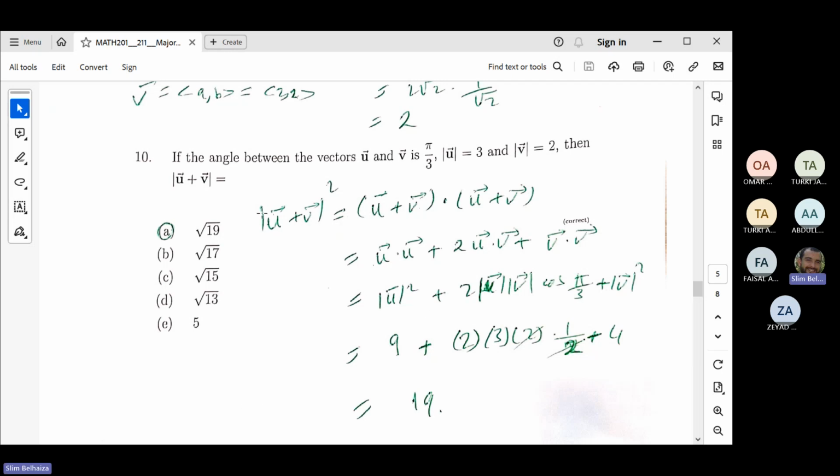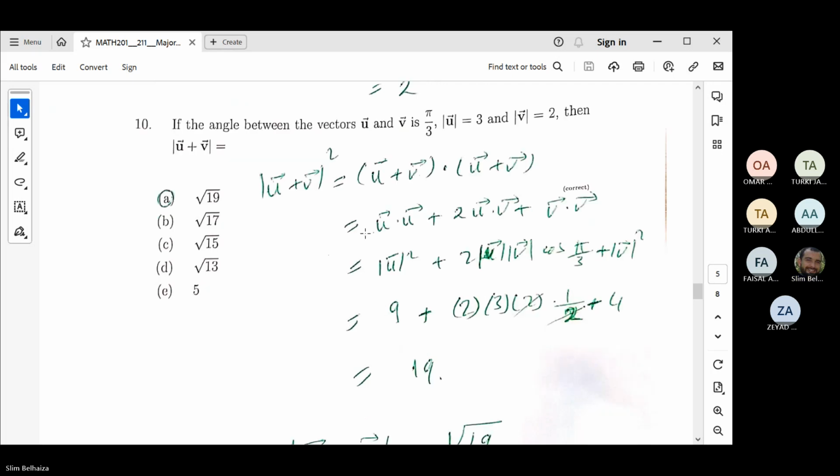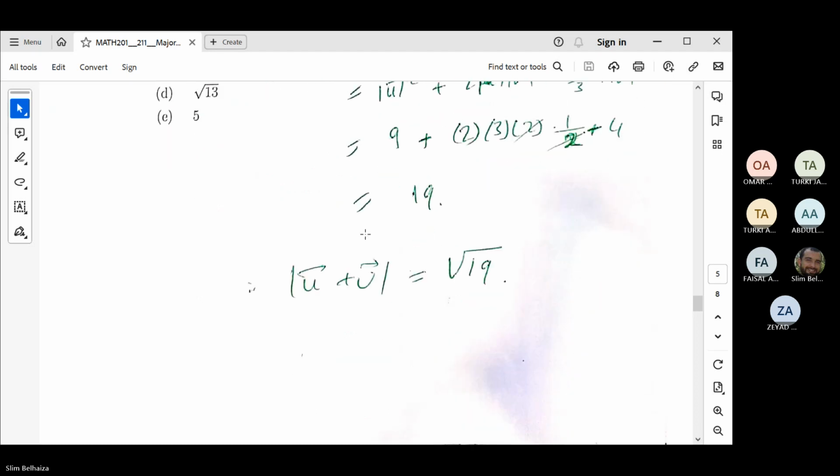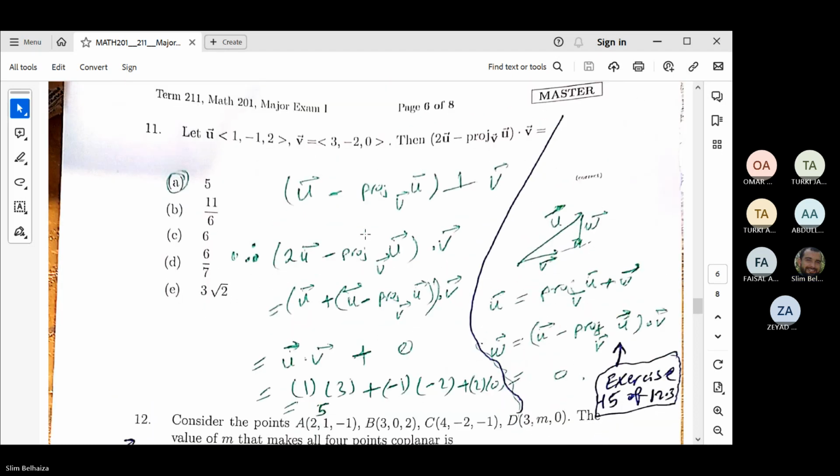Which means that magnitude of u plus v squared is 19. The magnitude of u plus v is square root of 19. So there's a beginning. Don't forget, the magnitude of a vector squared is the dot product of the vector by itself. Question, guys?